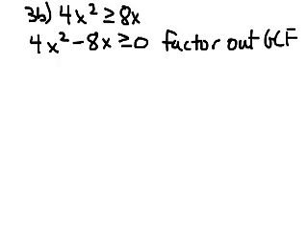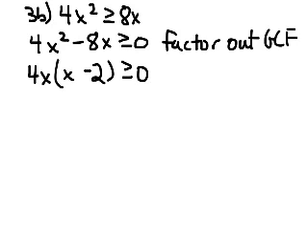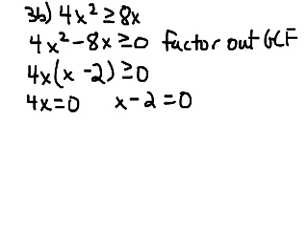There's no guess and check. They both have a 4 in common. They both have an x in common. If you divide out the 4x from 4x squared, you're left with an x. If you divide -8x by 4x, you're left with -2. So these are my factors. So now, next step, set each factor equal to 0. And I'm not solving, I'm finding critical points. So my critical points are occurring at x equals 0 and x equals 2.